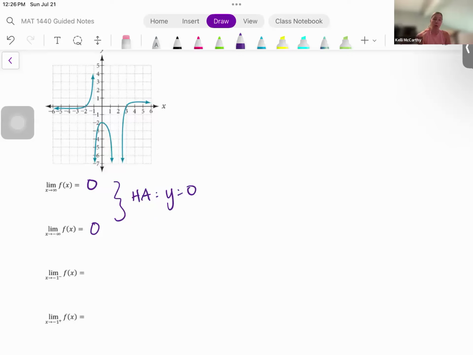Now, what's unique about horizontal asymptotes, if you recall from a college algebra course, is that a function can cross a horizontal asymptote. We see it happening twice in this graph. That's because a horizontal asymptote really is just defining the end behavior of your graph, what's happening as we approach positive infinity and negative infinity on that x-axis.